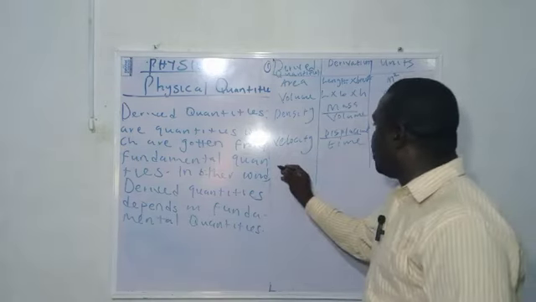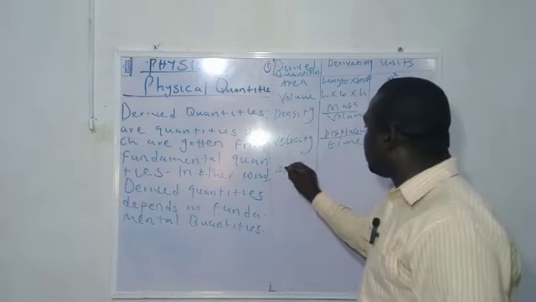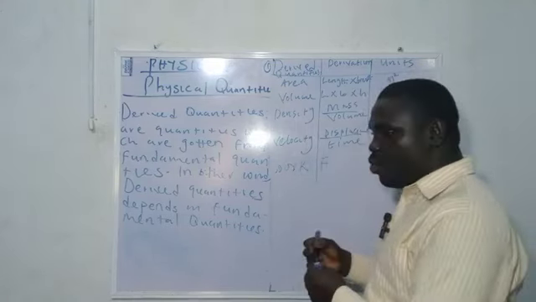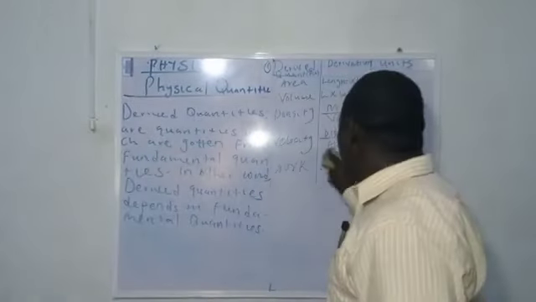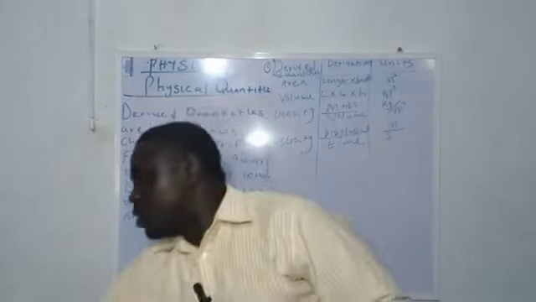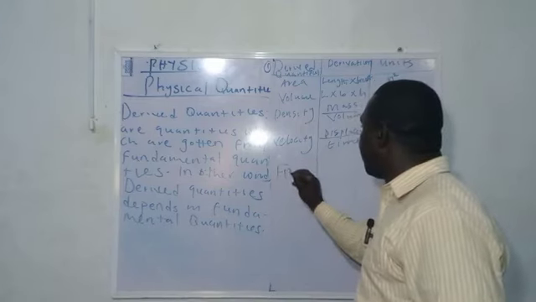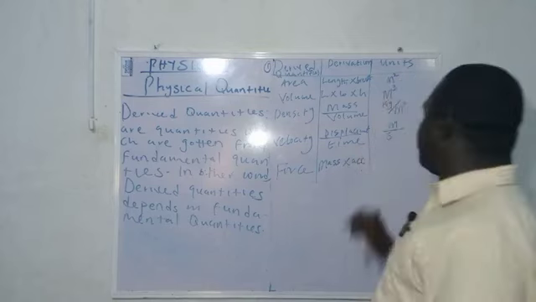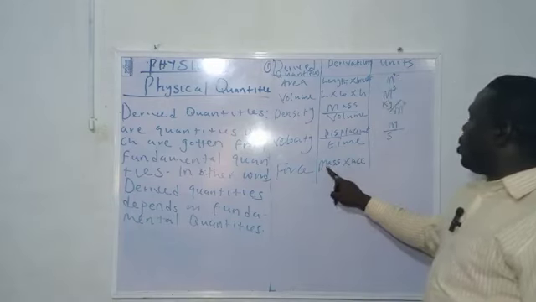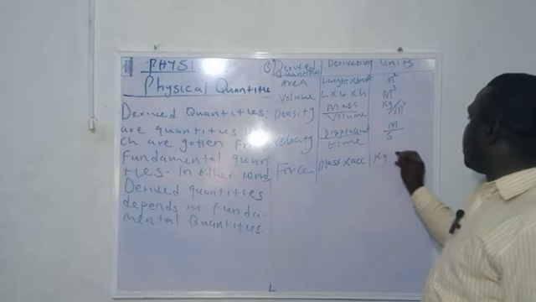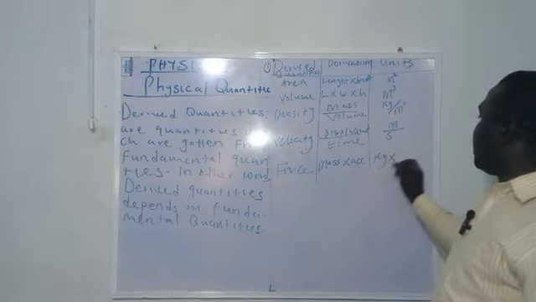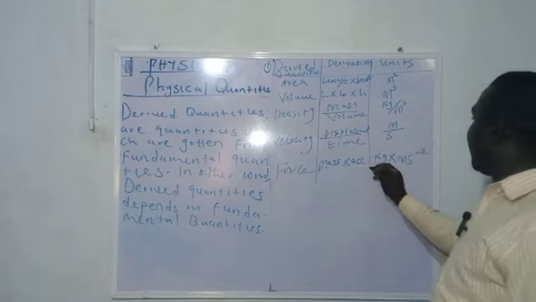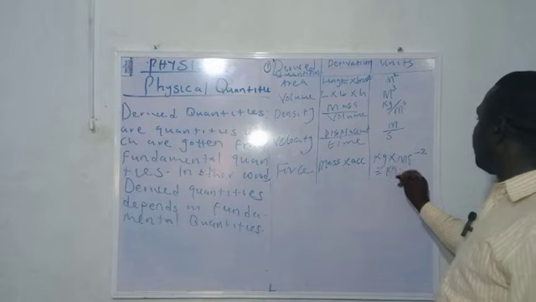And let me do one more. So let me do something like work. In physics, what is work? Work is force. Or let me do force first. What is force in physics? Force is mass times acceleration. And so mass is kilogram, multiplied by acceleration. Acceleration is meter per second squared. And so you have it now to be this.